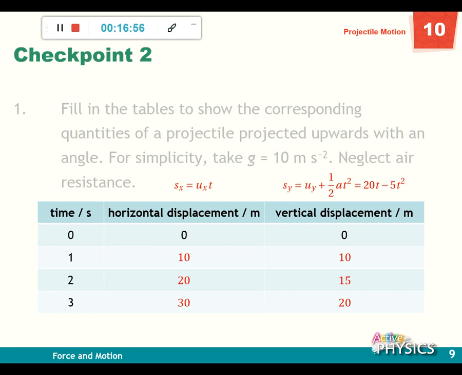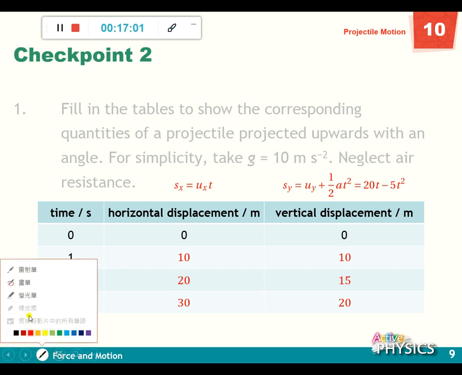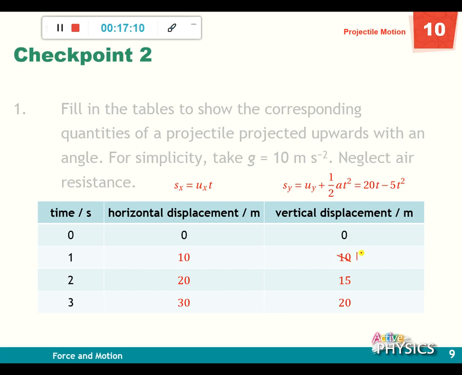But this one is wrong. Okay, wrong calculation. So pay attention here. Put 1 to it. This one is not 10. This one should be 15. If you put 2 here, should be 0, because this one is not 0, should be 20. And then this one should be 15. Okay, pay attention here.